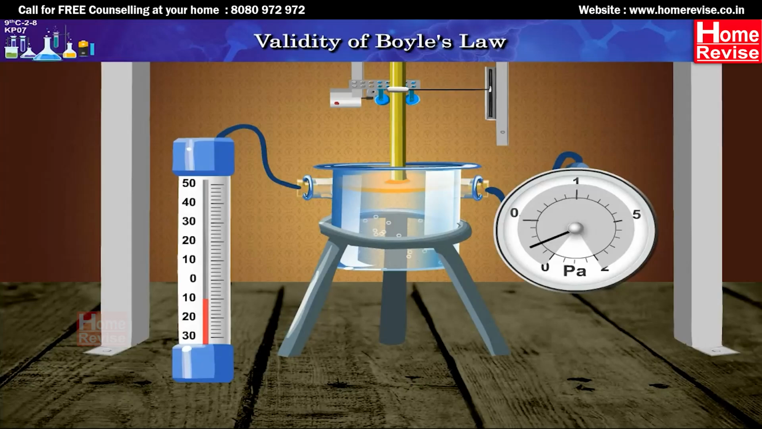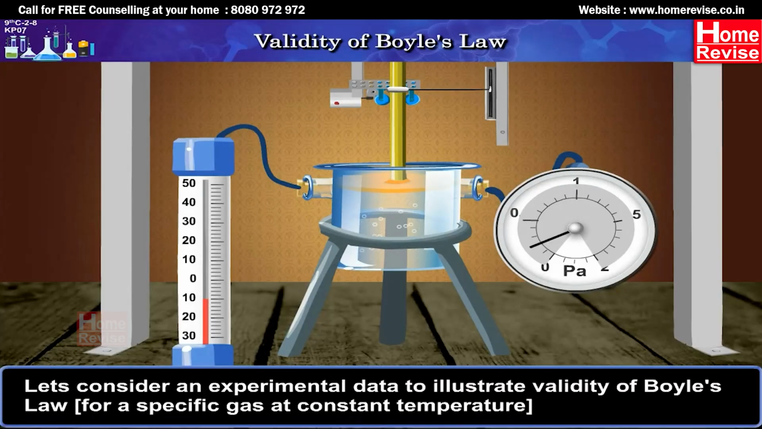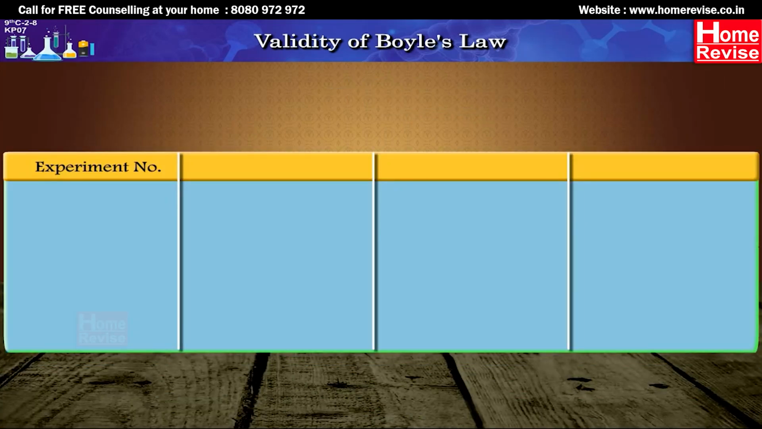Validity of Boyle's law. Let's consider an experimental data to illustrate validity of Boyle's law for a specific gas at constant temperature. The table shows experiment numbers, pressure P in atmospheres, volume V in milliliters, pressure into volume, that is P into V.